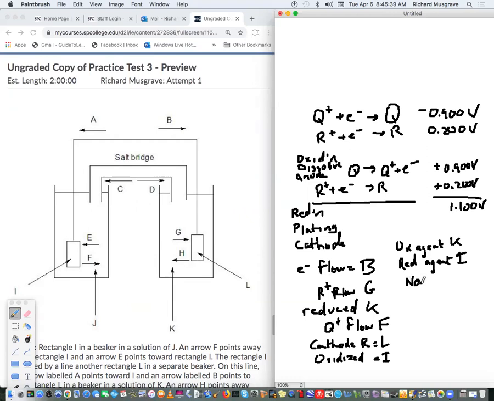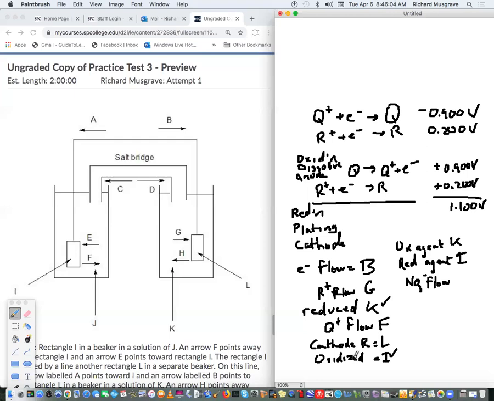Do you have a question? Yeah, I understand what you're saying. I'm just having a hard time with it. My tip, Katie, would be to do the reduced and oxidized first. The reduced one will always be the oxidizing agent, and the oxidized one will always be the reducing agent.